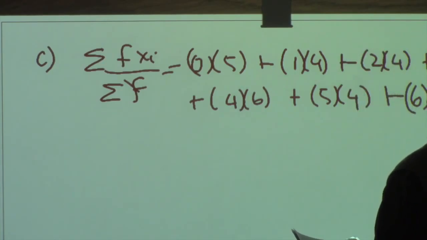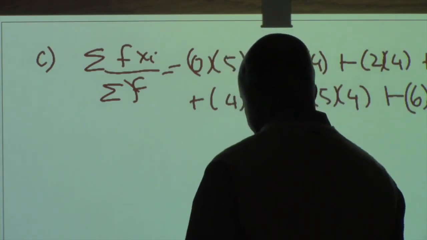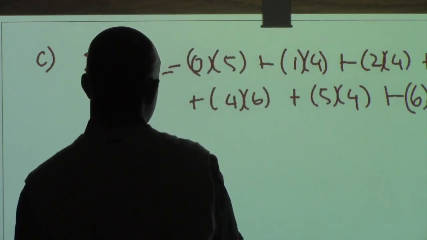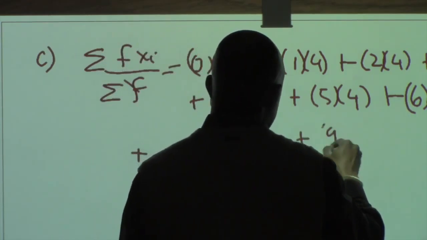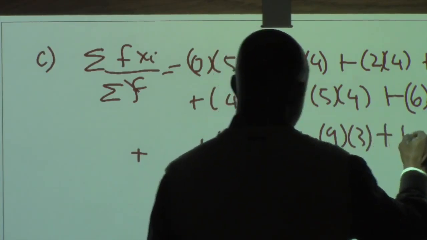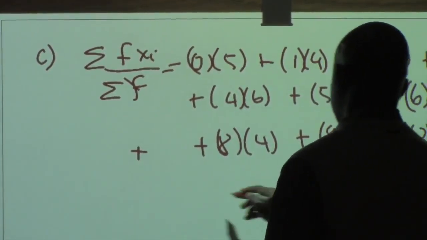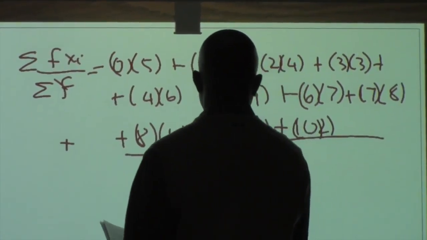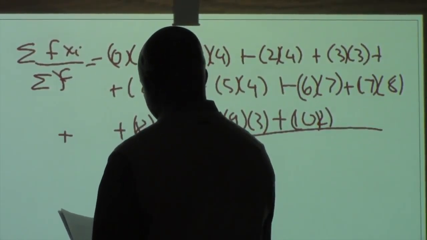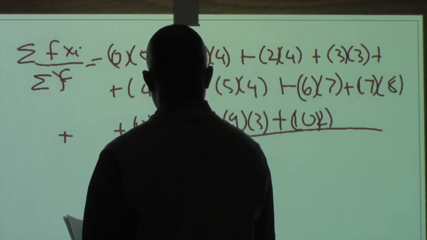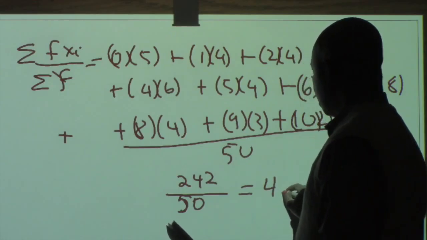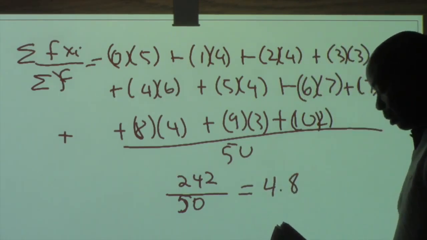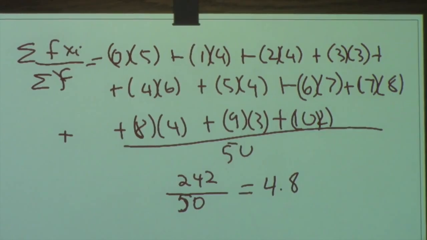That is, you multiply the mark by its frequency. 8 plus 8 times 4 plus 9 times 3 plus 10 times 2. And we did all of this and divide this by what? 50. When we did all of this, we had a value of what? 242 divided by what? 50. And our answer is 4.8 something there. Correct? So that's how we got that for C.